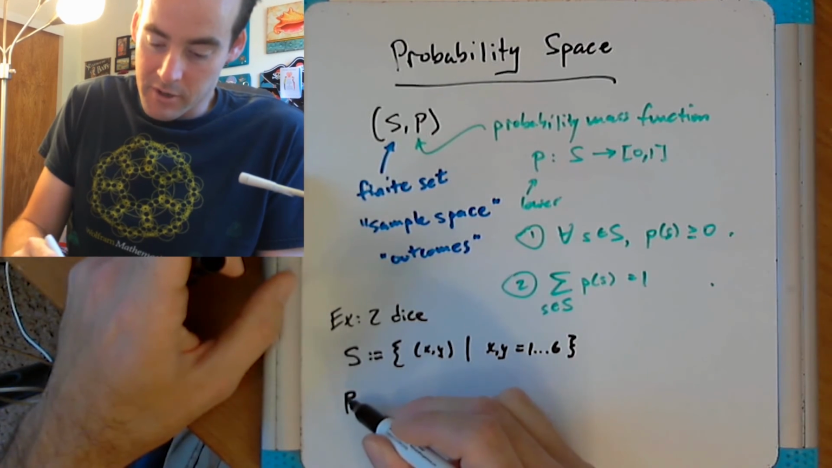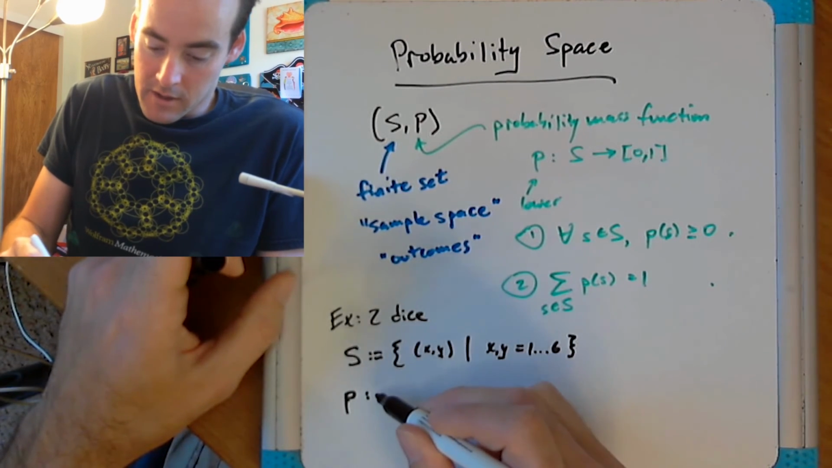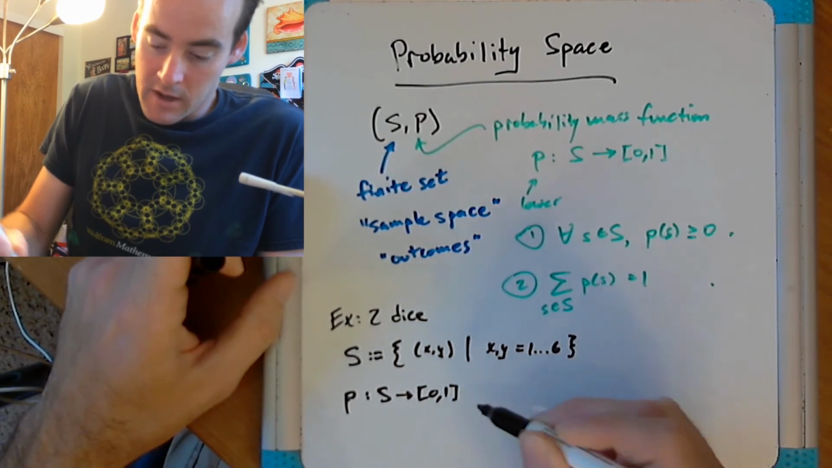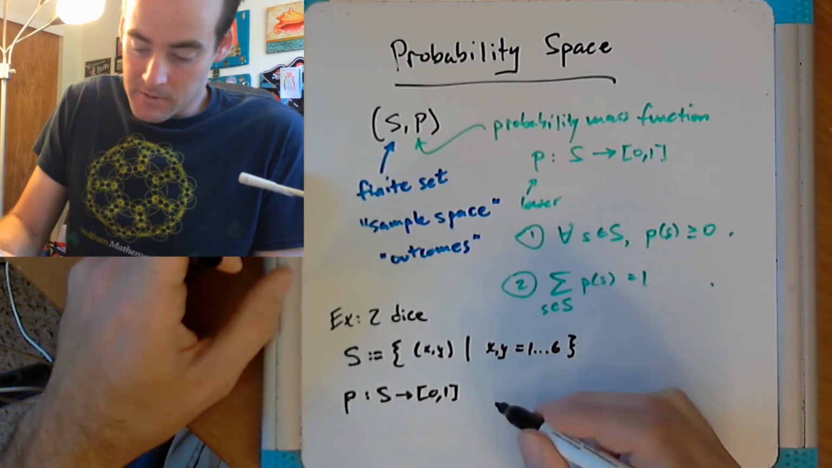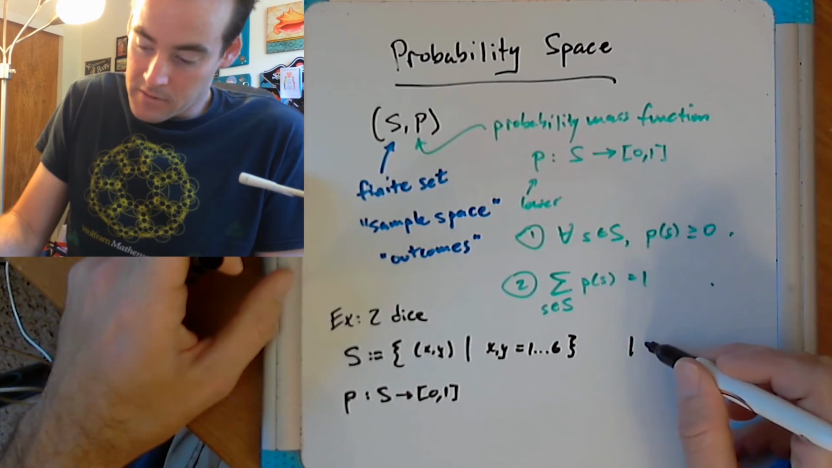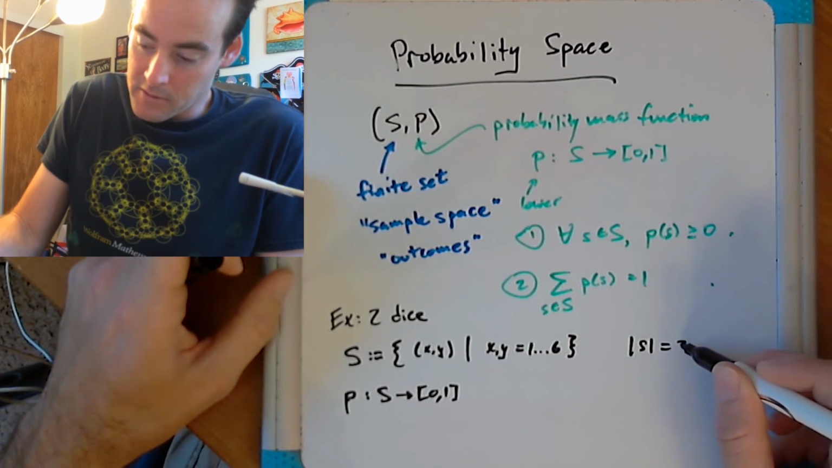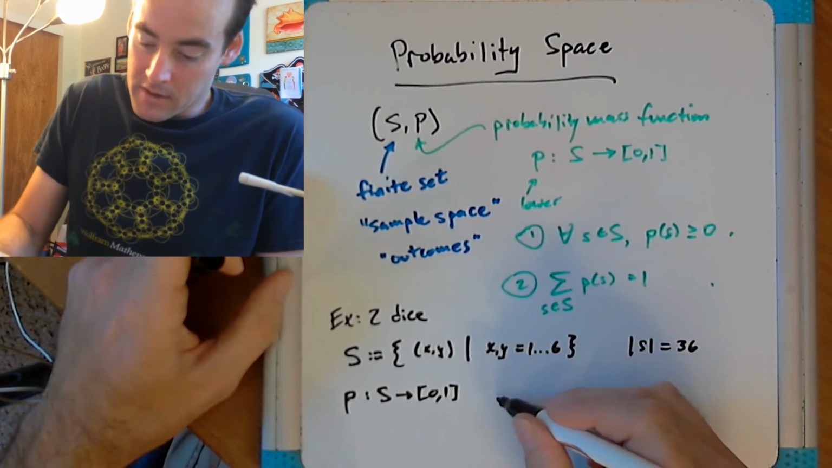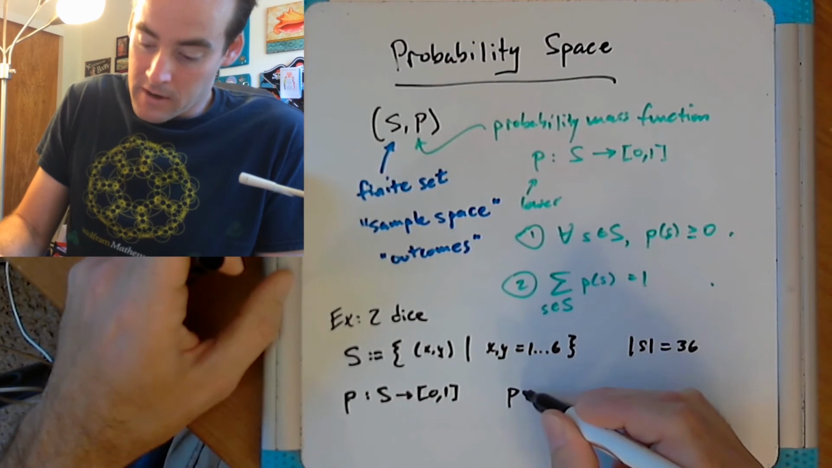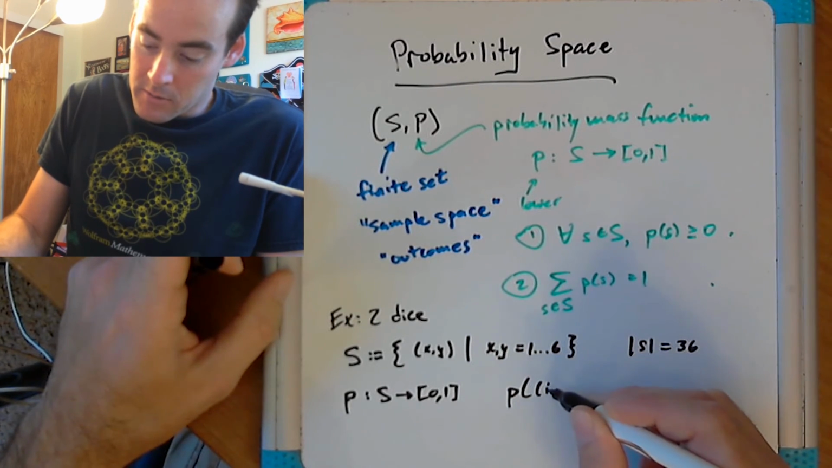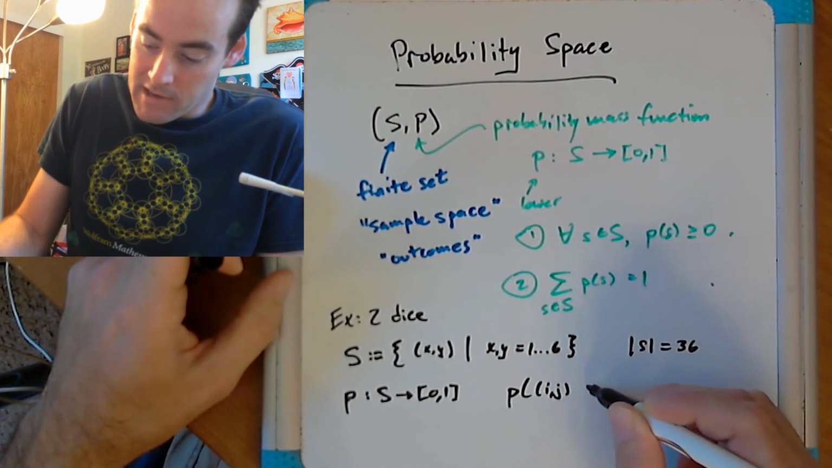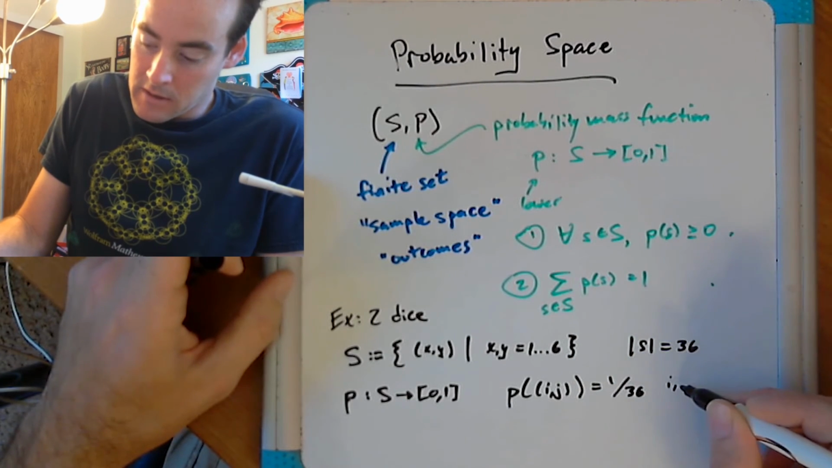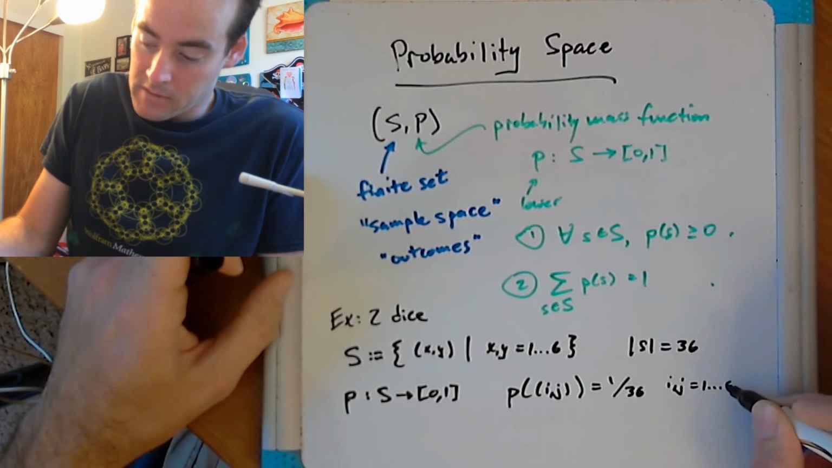I'll try to make sure that I'm writing it as a lowercase p. Well, as we said before, it's a function that maps S to the interval 0 to 1. And here, because they're fair dice, there's 36 of these outcomes. The size of the set S is 36 because there's 6 options for X, 6 options for Y. Then, and it's fair, the probability of any roll, we'll call it ij, is going to be 1 out of 36 for all i and j from 1 to 6.